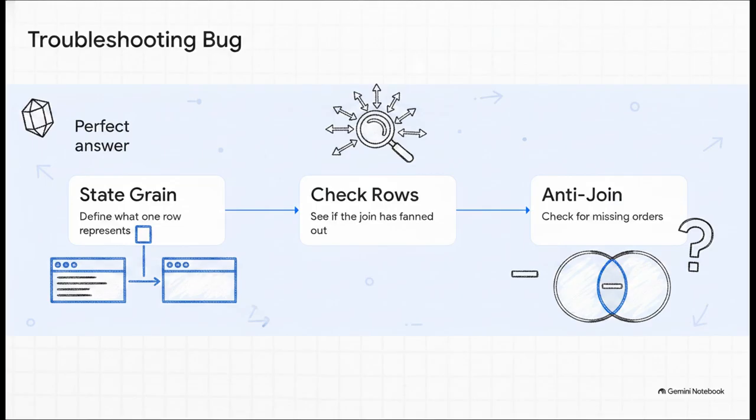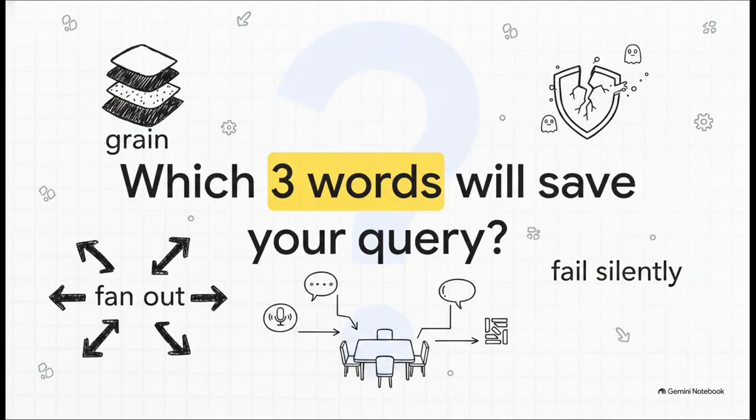Step 2, check the row counts, because you probably suspect the join has fanned out and failed silently. And step 3, while you're in there, run an anti-join to check the opposite direction for missing orders or line items that point to nothing. So the crucial takeaway from our explainer today comes down to 3 core concepts: grain, fan out, and fail silently. Master them, and you master the table.